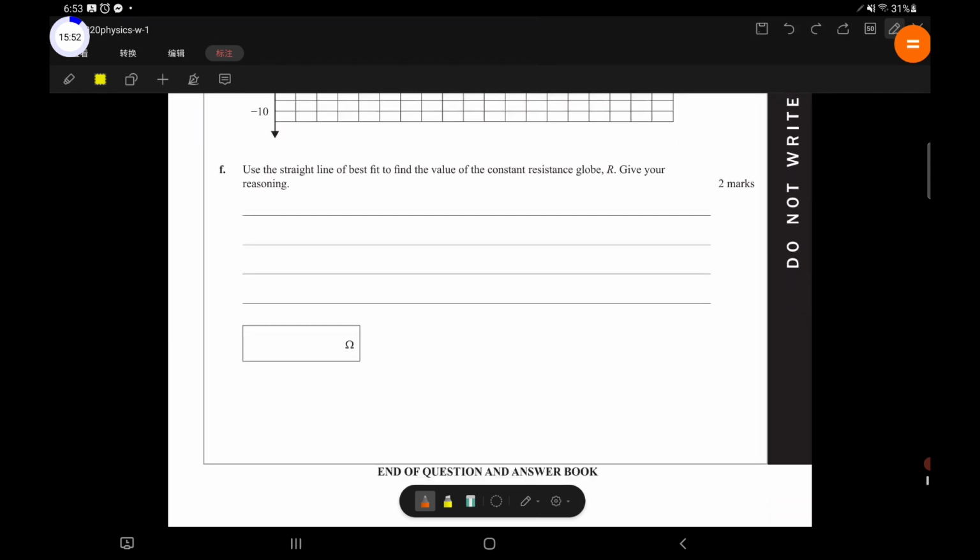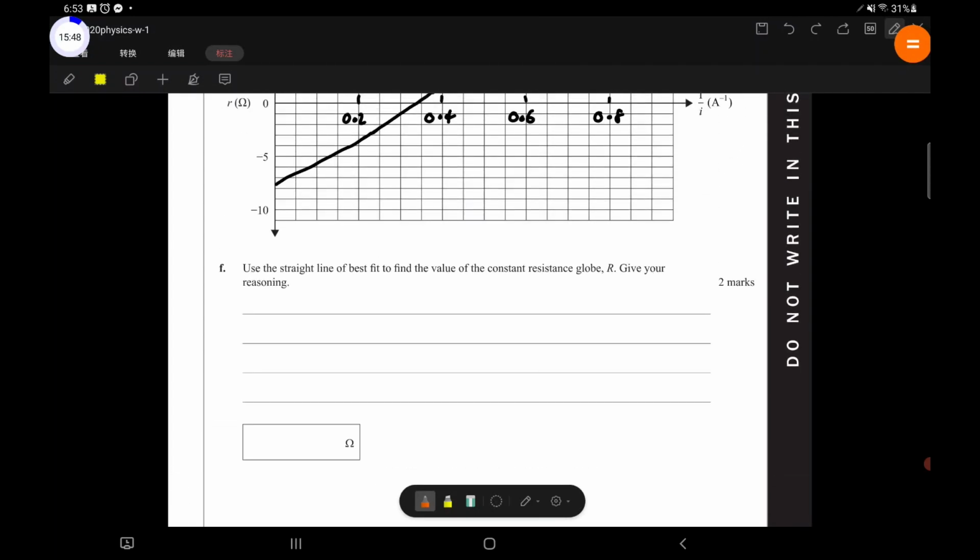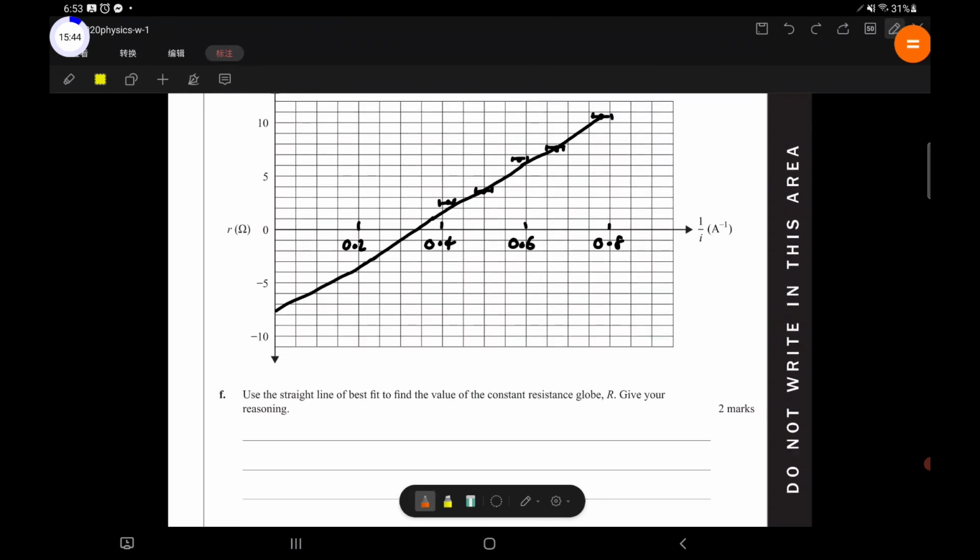All right, so part F. This is the final part. Using the line of best fit, find the value of the constant resistance globe. When you are analyzing any physics related graph, there are two things you can use to analyze the graph. One is the gradient. The second is the area. Always mentally note these two down. You either have to analyze the area or the gradient.